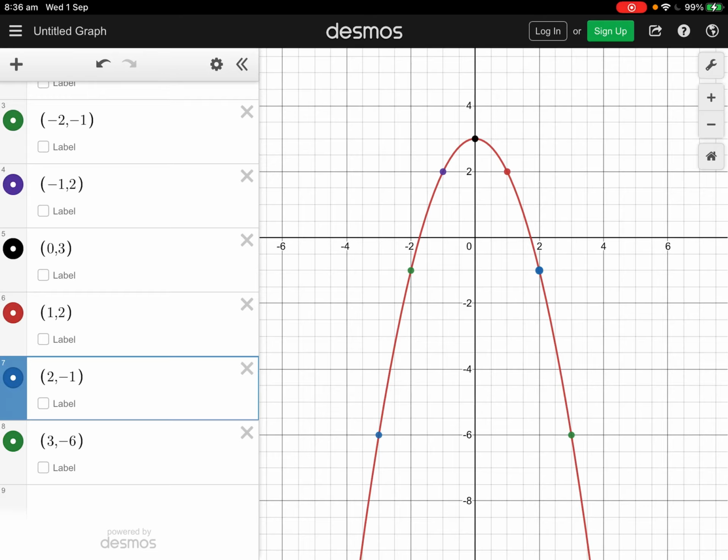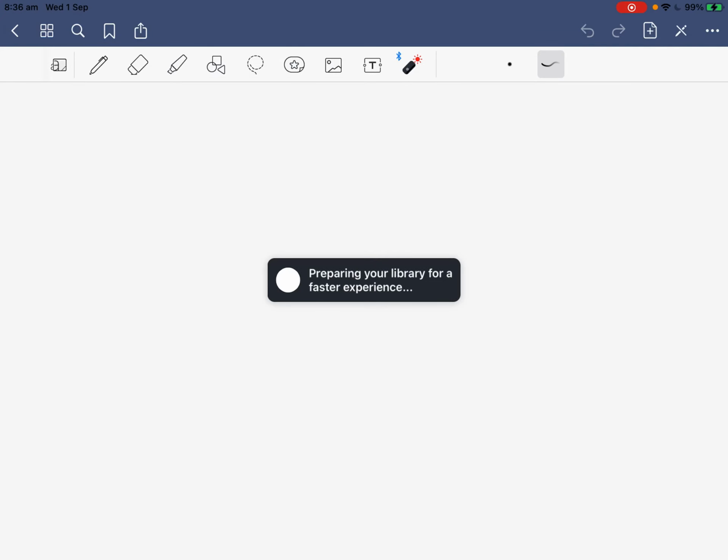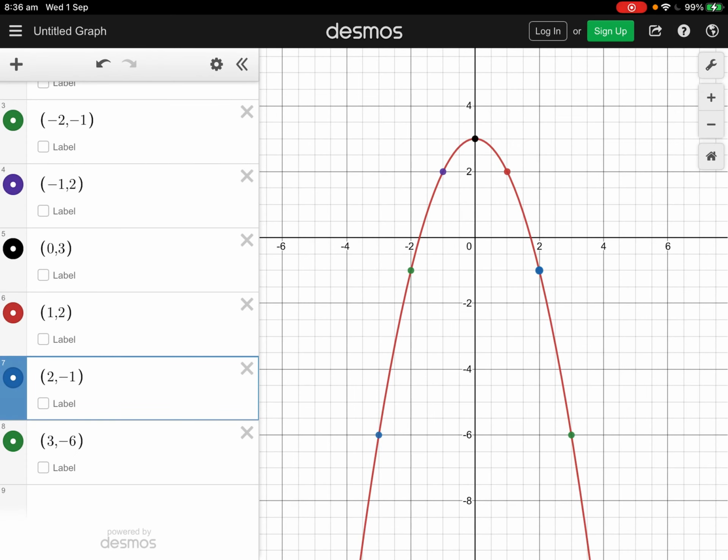So you can either do it on Desmos and have a look and explore on Desmos, or you can draw it like so. If you do it on Desmos, take a screenshot of it and upload your work.